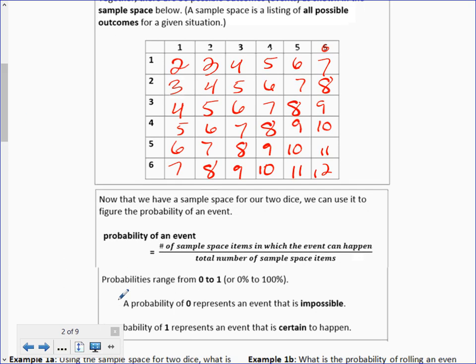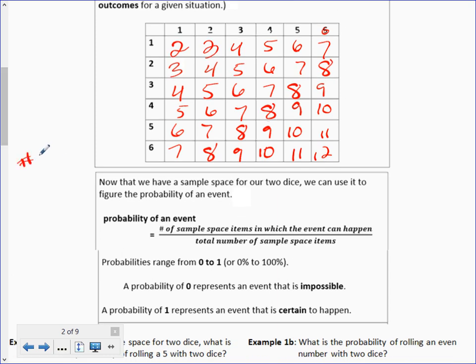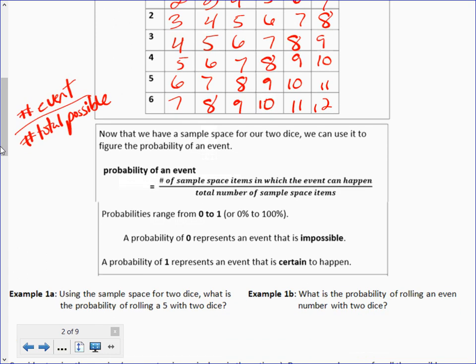So this is kind of helpful. You can just look at it and tell which one of these occurs the most. You can see that the most frequent is 7. There are also a lot of 8s and 6s. So to find probability, all we do is the number of favorable, or the number of the event, divided by the number of total possible. Okay, so let's look at some examples.